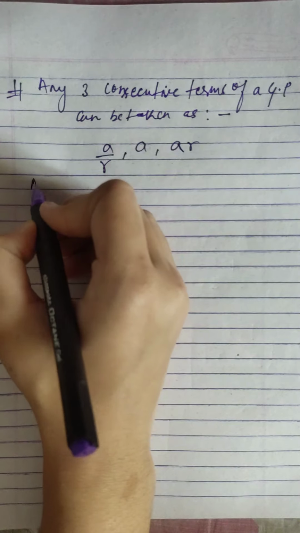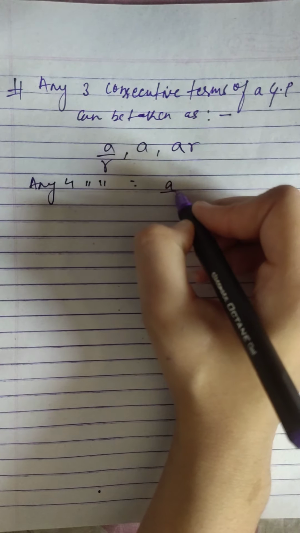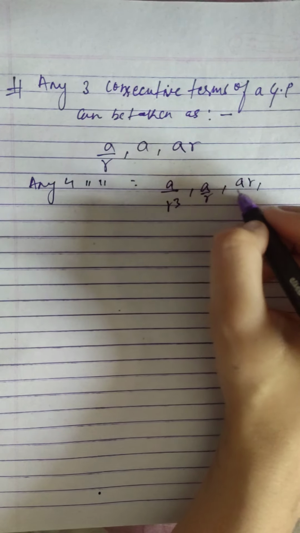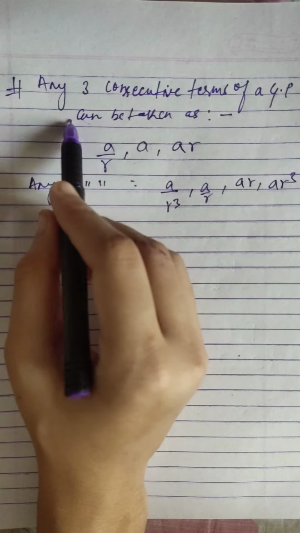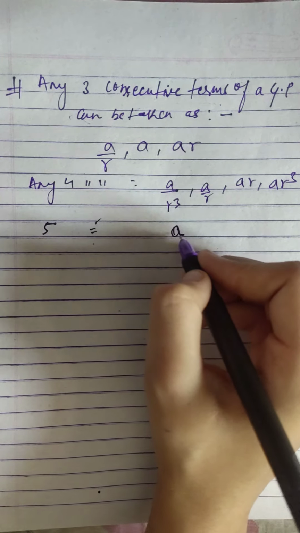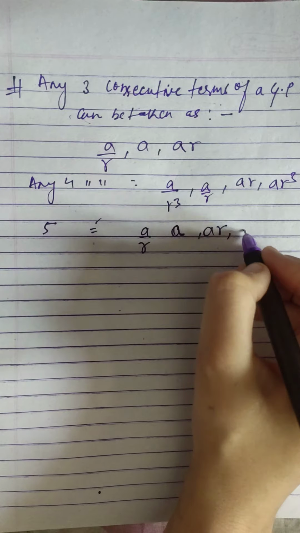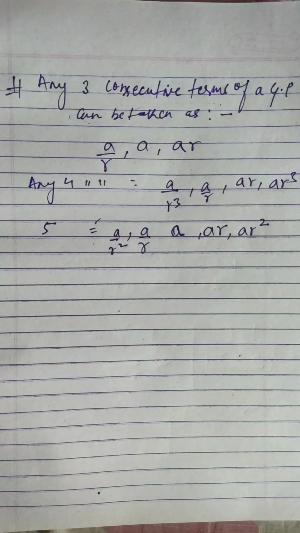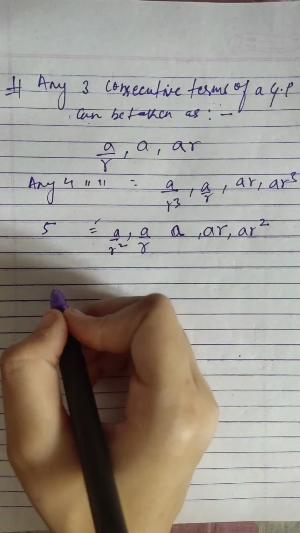Okay, any four consecutive terms, in this case we are going to take a r cube, a r, then a upon r, a r, and then a r cube. Okay, again 5. See, in odd number of consecutive terms we will always have to take this a. And then around a, a r, then a upon r, then a r square, then a upon r square. Okay, we have to do it in this way.